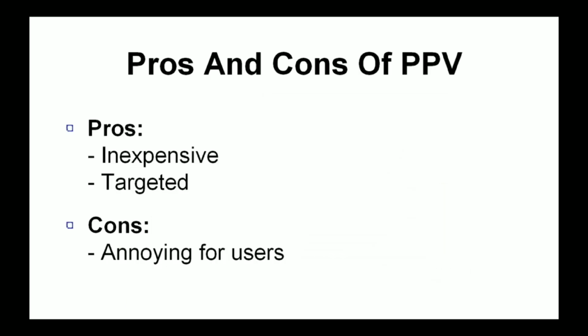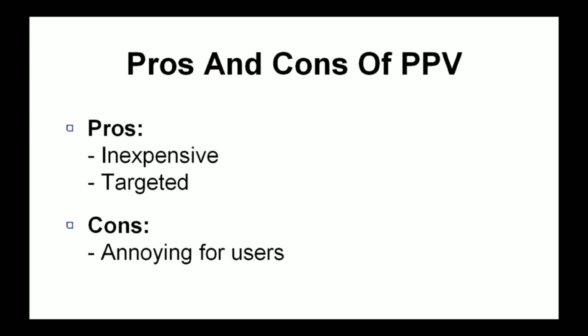Now let's talk about the pros and cons of PPV. The pros are that PPV traffic is extremely cheap, as you can get views as low as $0.002 per view. The PPV traffic is also targeted to the users. For example, if someone searched for golf, and then your ad related to golf shows up, that means you have a high chance that the user will click on your ad.